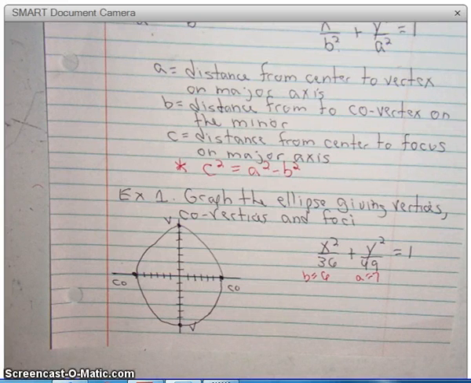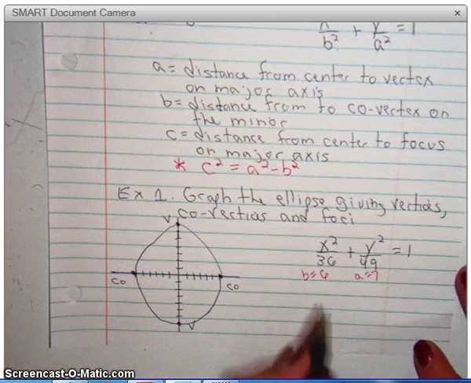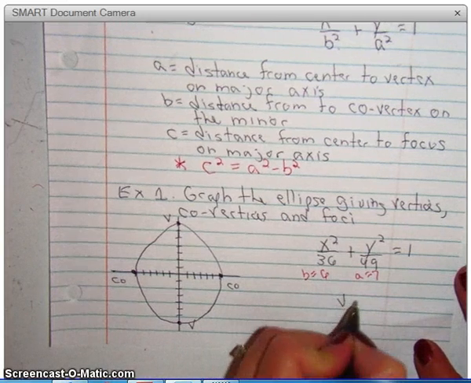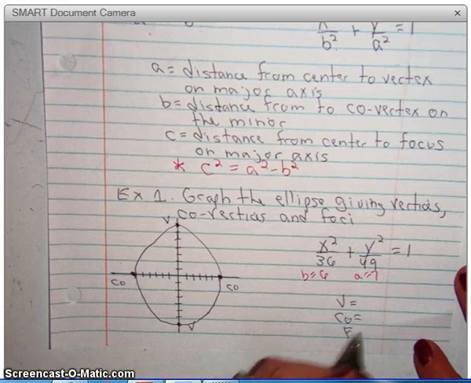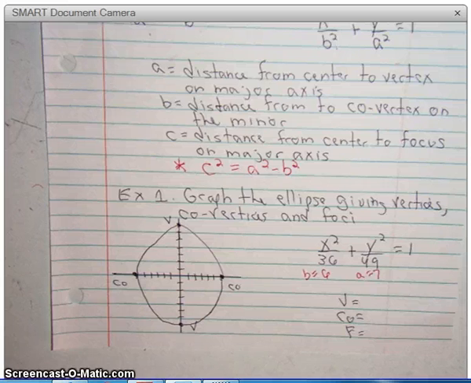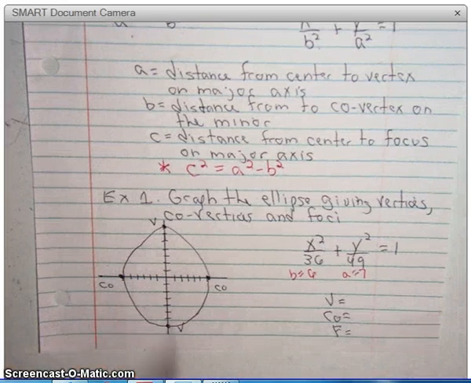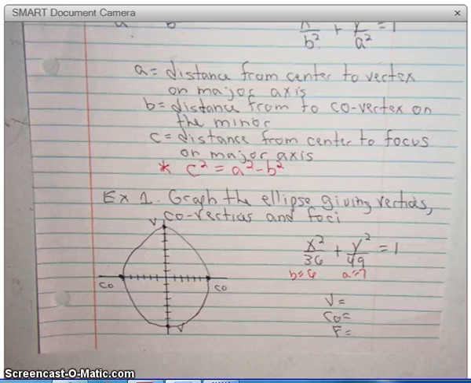Okay. All right, now you got to do some ordered pairs for me. Vertices, covertices, foci. We'll talk about the foci in a minute, okay? Can anybody give me the ordered pairs for the vertices? So where are the two vertices at? As an ordered pair on a coordinate plane.